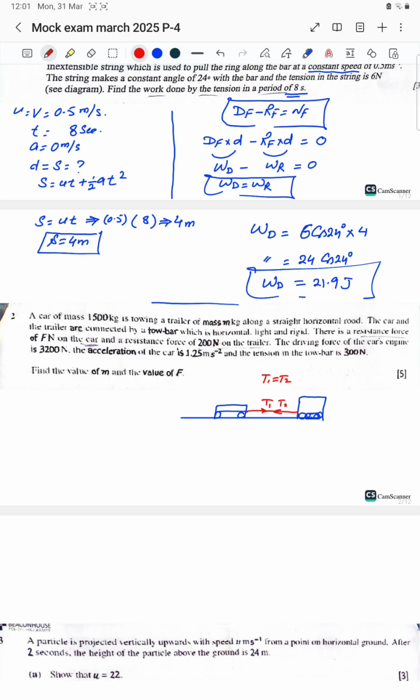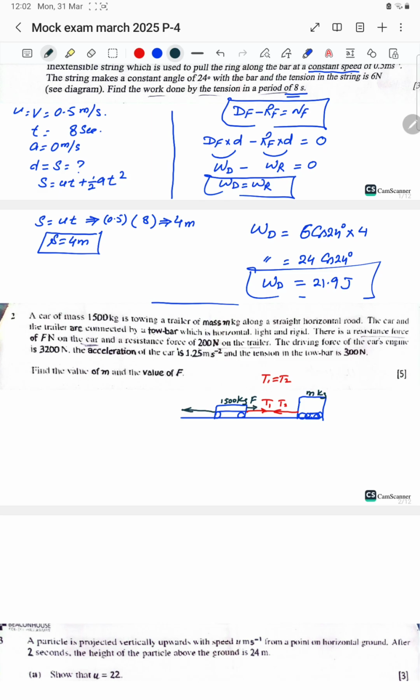There is a resistance force F Newton on the car. Here, first, 1500 kg was the mass of the car, and m kg the mass of our trailer. And as the car is applying the driven force here, there will be a resistive force. How much is that? F Newton.